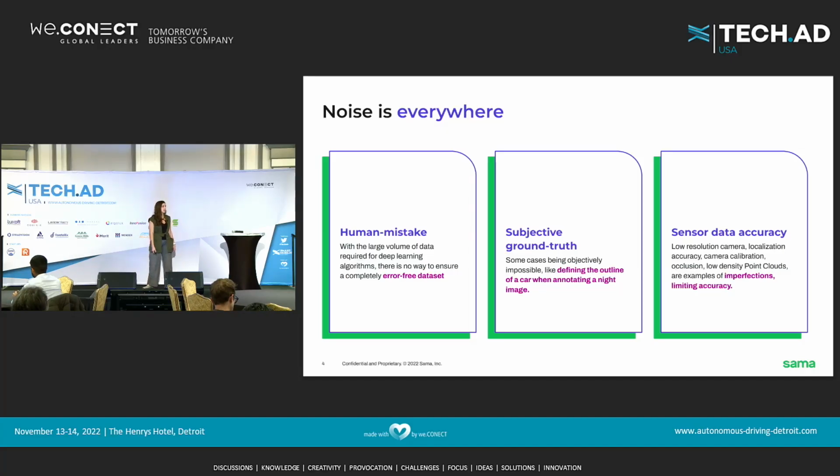Then the third one will be sensor data accuracy, and my least favorite one, because it brings a lot of issues, especially when you're dealing with annotation and ensuring that the data is properly done. You can think about low resolution cameras, localization accuracy, my worst nightmare. I actually have quite some questions for the Cruise guys afterwards around that. Camera calibration issues, occlusion, and all of those are examples of imperfections that are limiting the accuracy of the data that you get. So I always question everyone and myself, how perfect does the quality really need to be if you have all those different elements that are going to keep on bringing the noise?